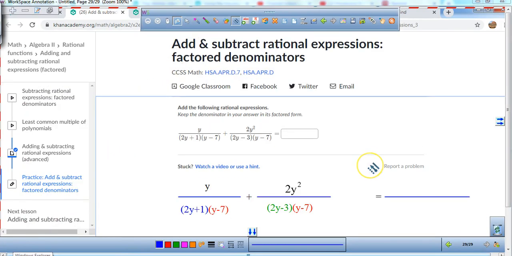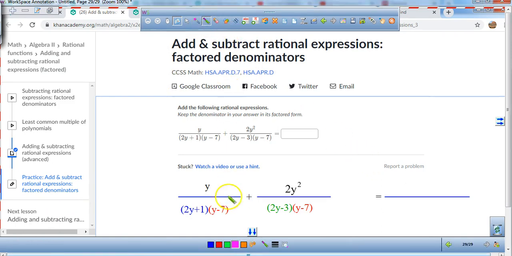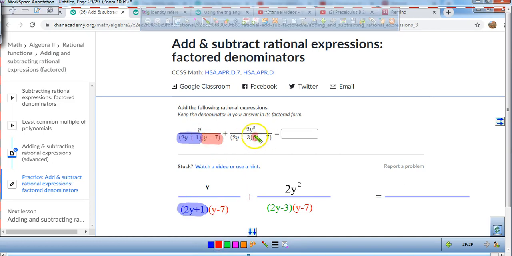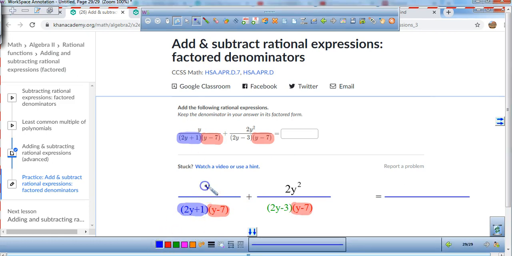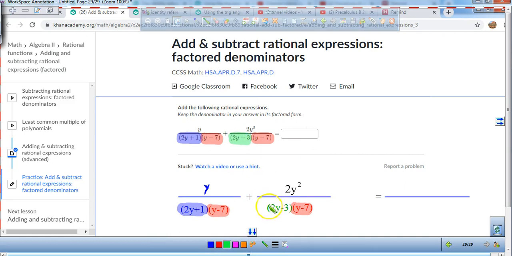Alright, so I have everything typed out nice and neat. I'm going to highlight our denominators, our factors, our binomials. We have a 2y plus 1 right here. We have a y minus 7 here and here, so we have a common factor in both denominators. By the way, this is supposed to be a y right there. I'm not sure why it didn't show up. And then we have a 2y minus 3 right here.